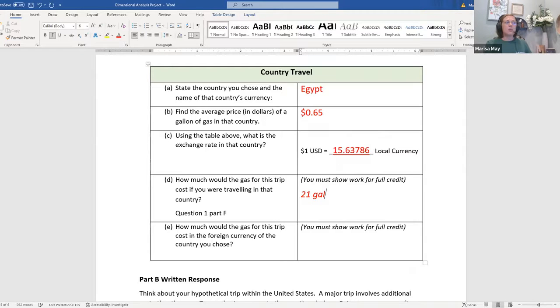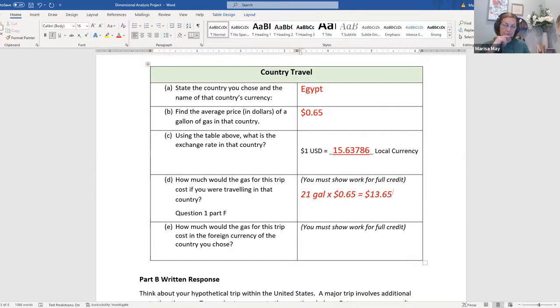So I'm going to take my 21 gallons and multiply by my price per gallon, which in Egypt is 65 cents. Question 1, part F, get your number of gallons. You're going to multiply by your price per gallon, whatever country you chose. I chose Egypt. So 21 times 0.65, or 21 times 65 cents gives me $13.65. So $13 American dollars and 65 cents.